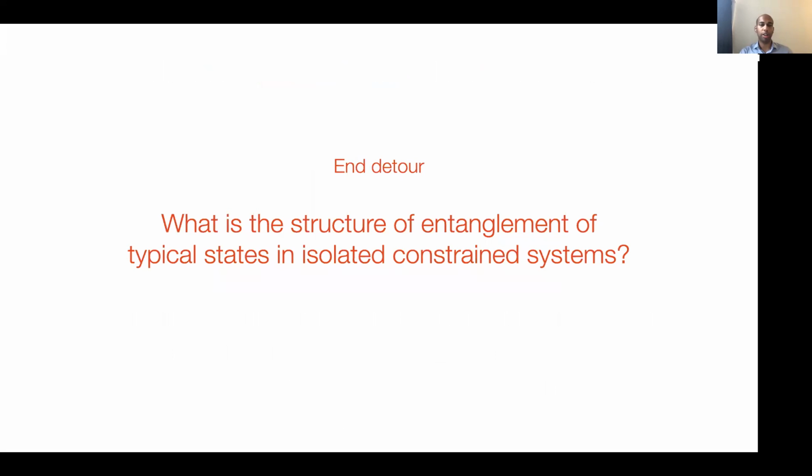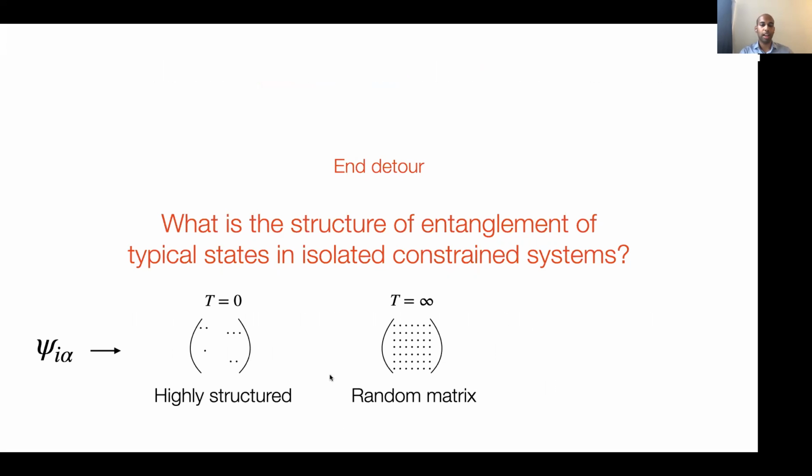Okay, so let's end our detour and come back to our original question. What is the structure of entanglement of typical states in isolated constrained systems? Remember, our main object here is the psi I alpha. At t equal to 0, it is a nice, highly structured matrix. At t equal to infinity, somewhere in the middle of the spectrum, it's effectively a totally random matrix.